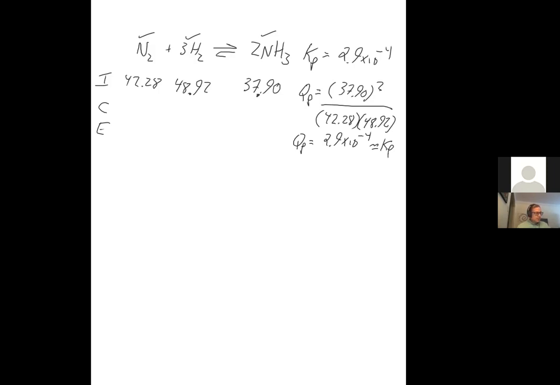Okay, so remember, if Q is less than K, that means you're going to shift to the right. Products will increase and reactants will decrease. If Q is equal to K, then there's no change. And if Q is greater than K, that means the reaction is going to shift to the left. So the products will decrease and the reactants will increase until you reach equilibrium.